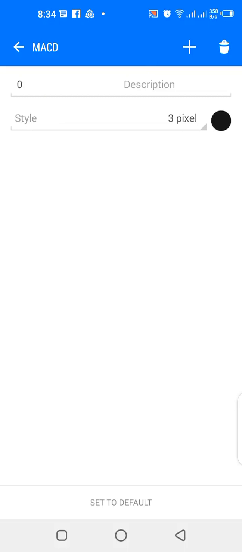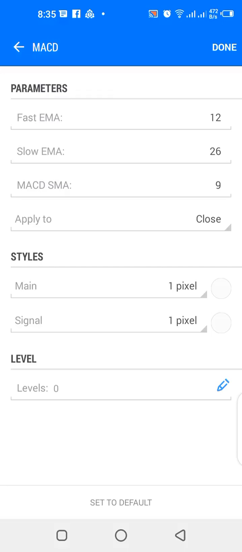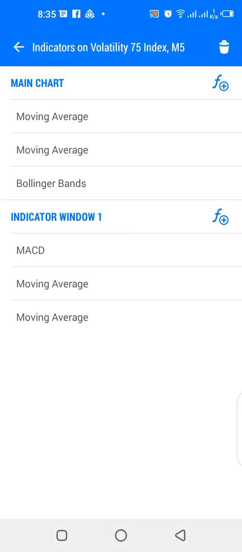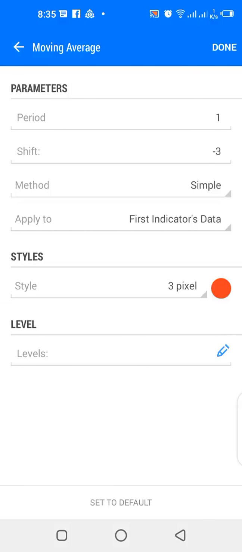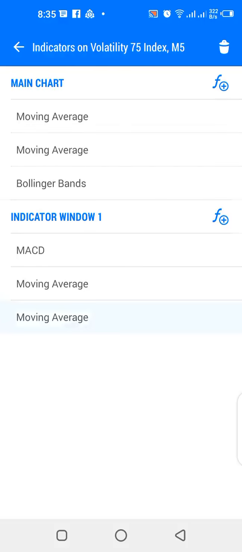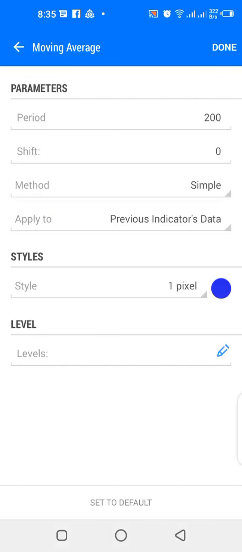We also have the 0 level for the crossing, and the color of the main and signal lines will match the background color of the chart. But for the moving average, we have 1 period, shift is -3, method is simple, apply to first indicator's data, and the color is red. Then we have another moving average, which is 200 period, shift is 0, apply method is simple, apply to previous indicator's data, color is blue.